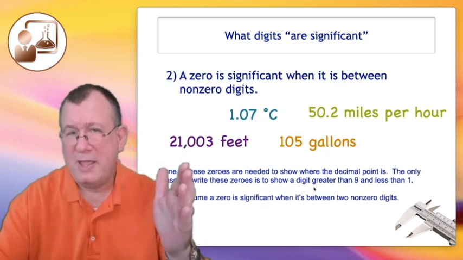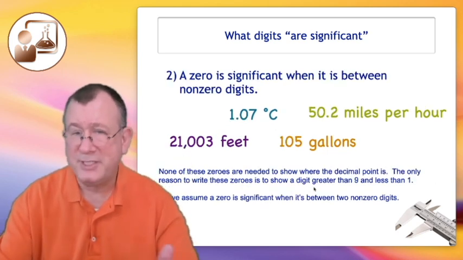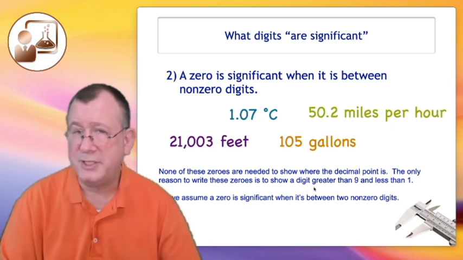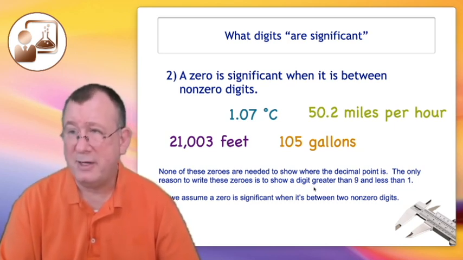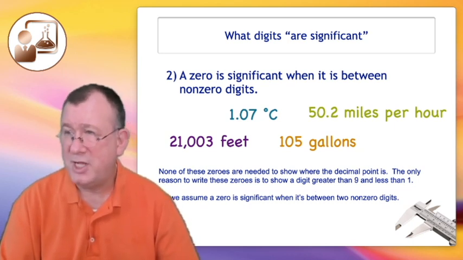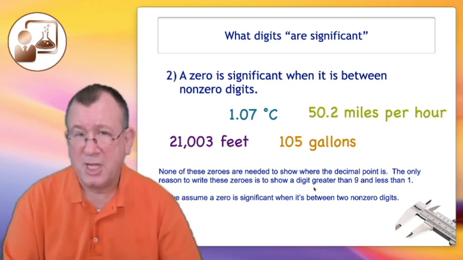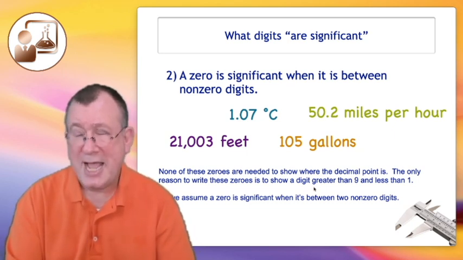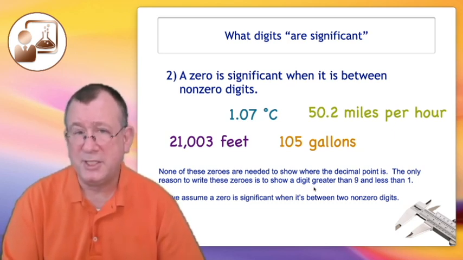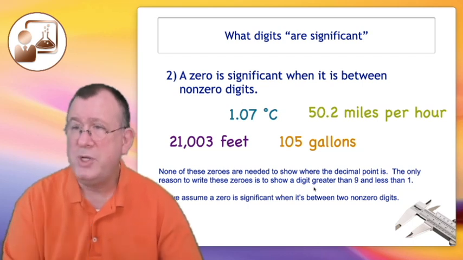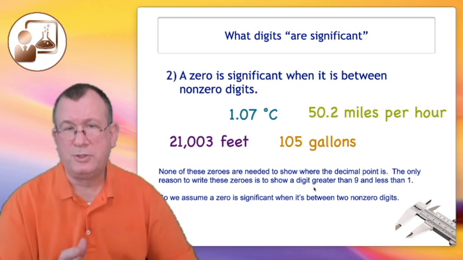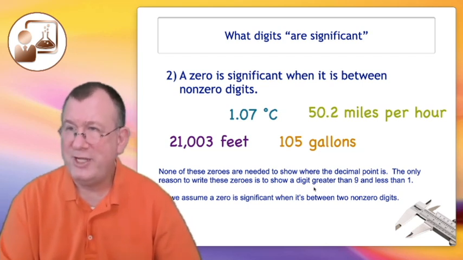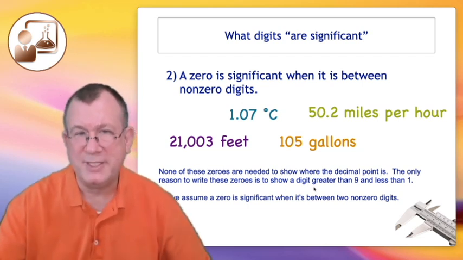All right, now, if I have a 0, it gets confusing. But as long as the zeros are between non-zero digits, it's okay. 1.07, again, there was no reason to put the 7 there unless it was significant. And if I can tell with the precision of hundredths, then I can tell with the precision of tenths. So that 1.07, that's still 3 significant digits, because even though that's a 0, it's between 2 non-zero digits. I can trust it. 105 gallons, also trusted. 21,003 feet, still 5 significant digits.